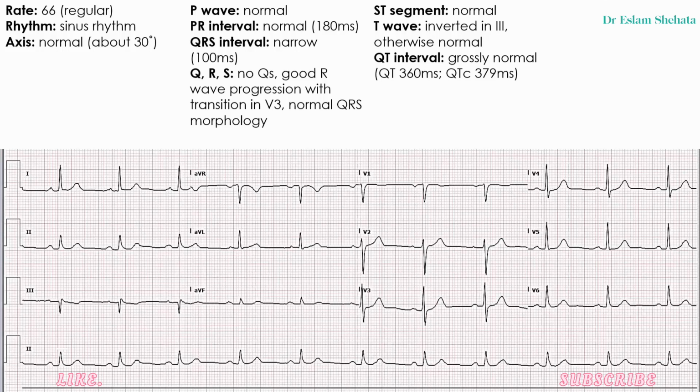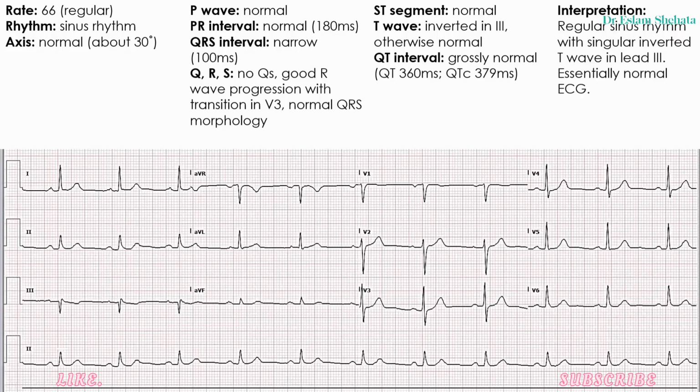And the QT interval is grossly normal if you compare the QT interval, assuming it should be half the previous RR interval. But I've gone ahead and calculated it for you just to be sure, and it is normal, 379 milliseconds. Interpretation. This is a regular sinus rhythm with a singular inverted T wave in lead 3. This is essentially a normal ECG.